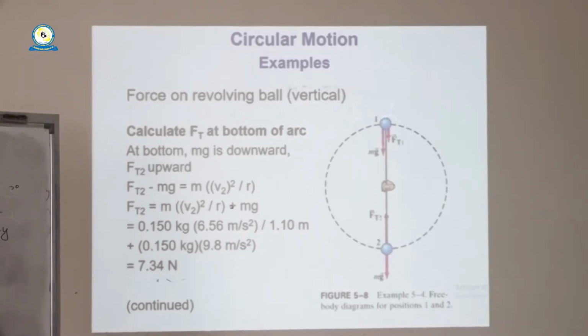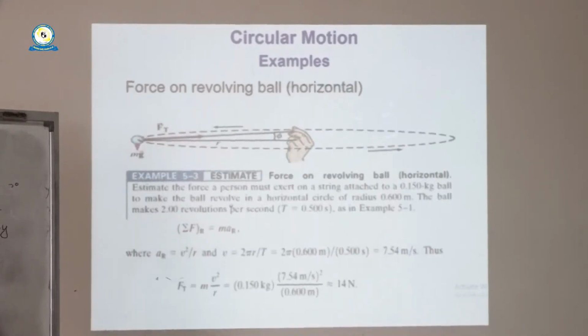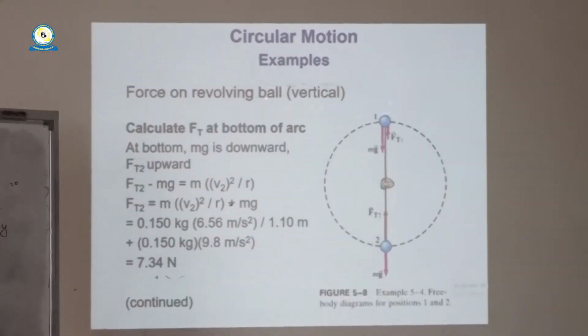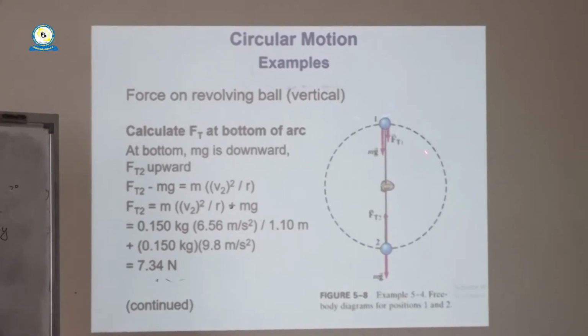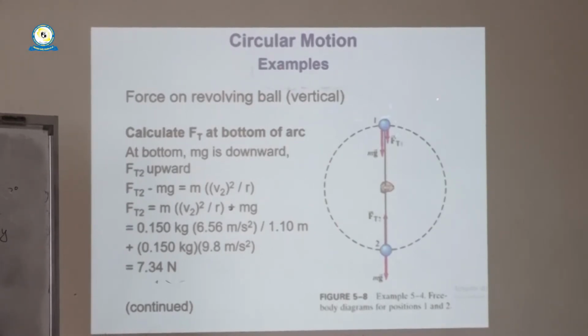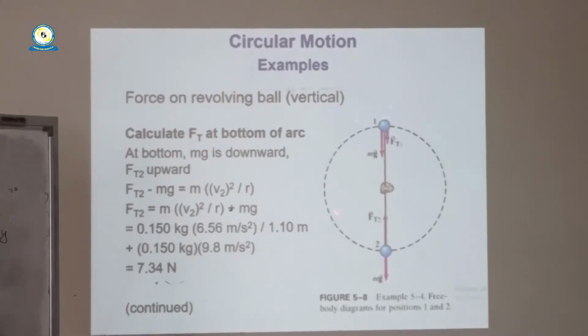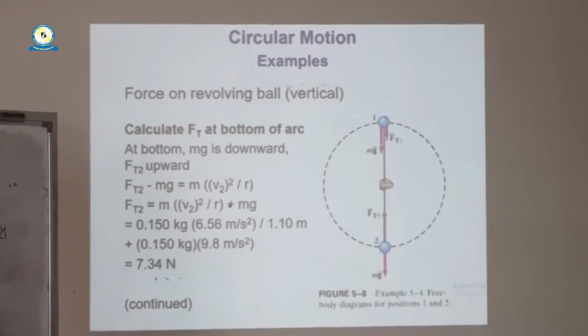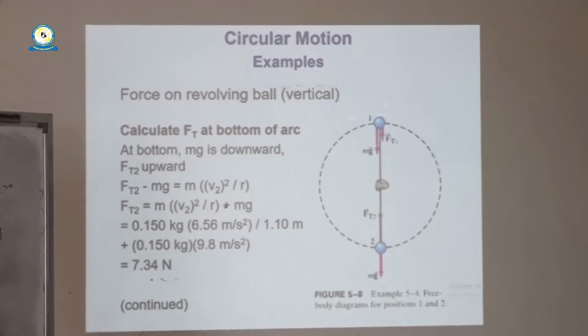First case before, the previous case, is force on a revolving ball horizontal. Now force on a revolving ball vertical. Vertical is a vertical circle. The previous is horizontal. So you have to be very careful which situation you are in. Now we are in a vertical circle. Vertical circle also has its cases, assumptions in vertical circles.